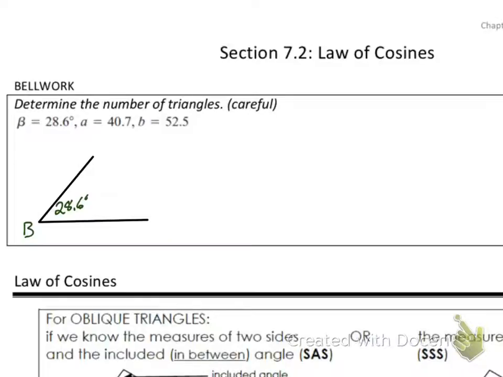That means that the angle across from it is the one that's dangling. And that is going to be my 52.5. And that means the other side that we have is 40.7. So that makes this C. And A is down here if we have one. I did all of the work I need to do. I am done doing any work.